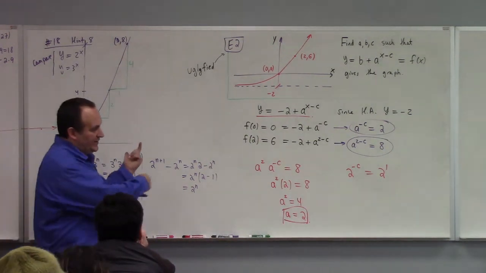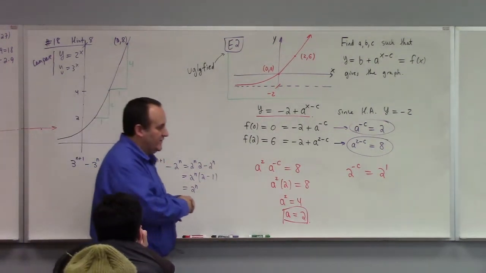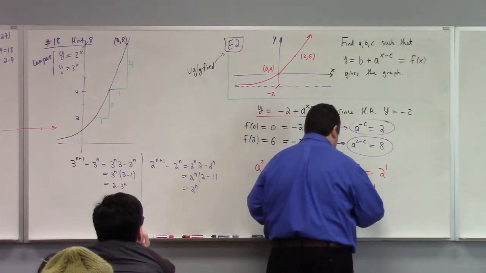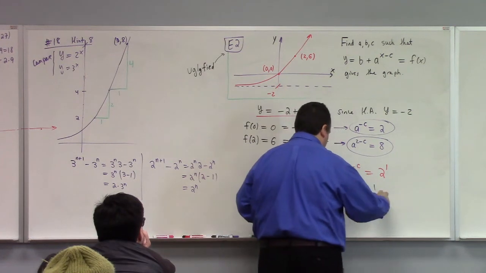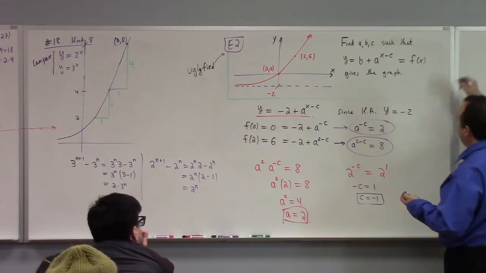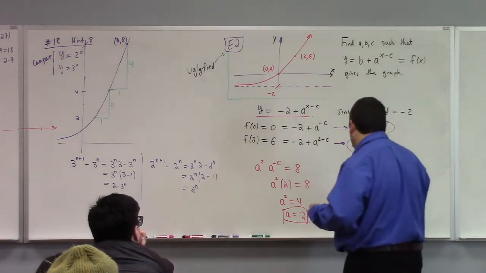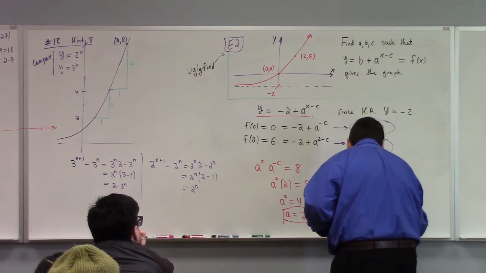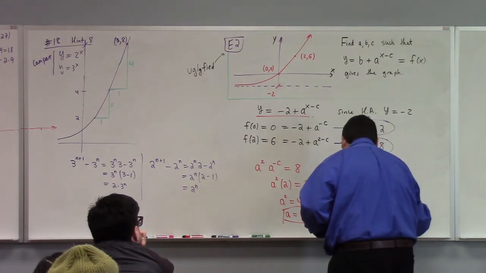Anyway, so by the one-to-one property of the exponential function, we get minus c equals 1, which, as you said, c equals minus 1. So put it all together, the answer was y equals minus 2 plus 2x to the minus x minus 1.